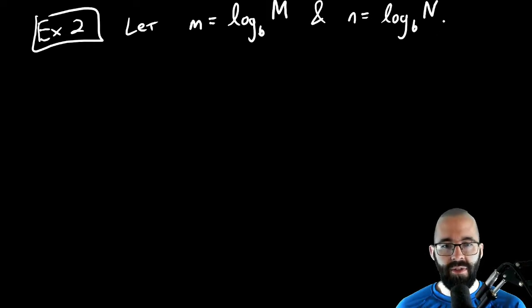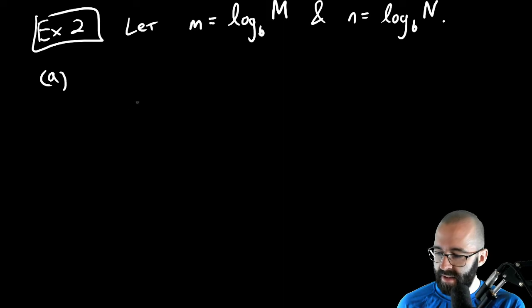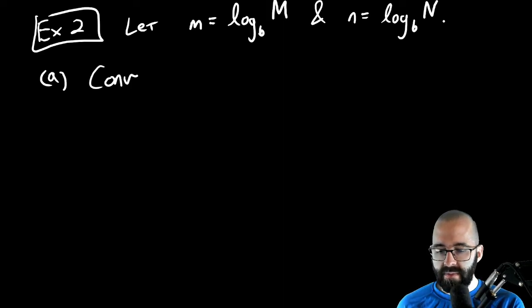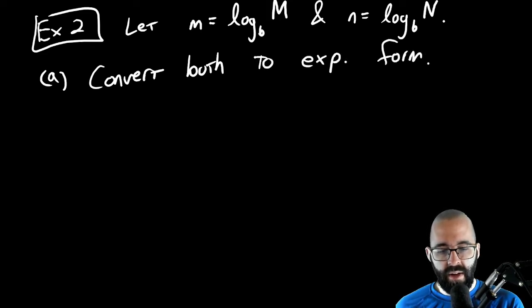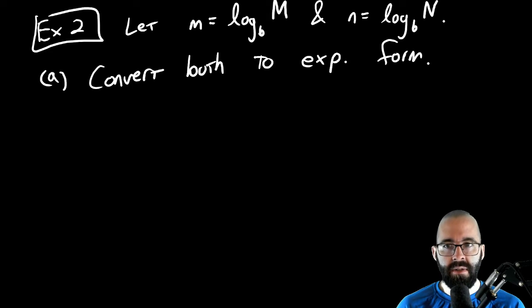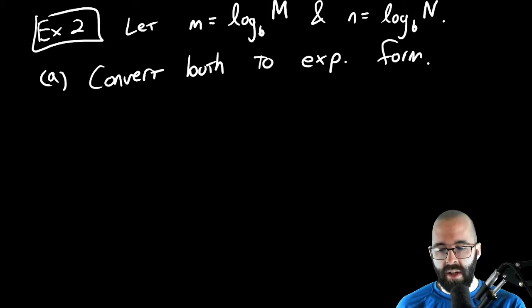We're going to figure out where the next property comes from. Part A. Convert both to exponential form. We have pretty good practice doing this by now. Converting to exponential form is one of the best ways, or most straightforward ways, to evaluate logarithms when possible. So let's look at this first one first.